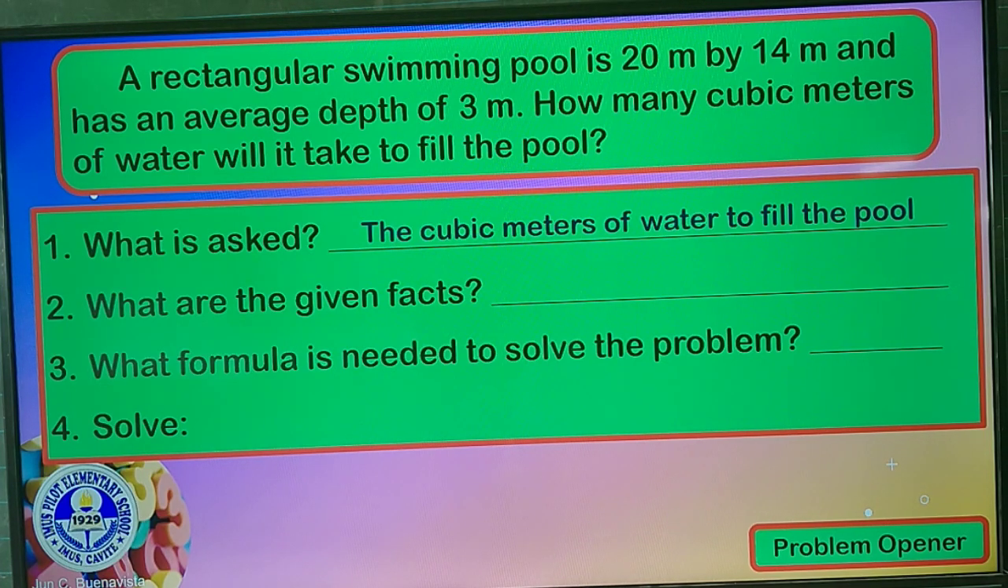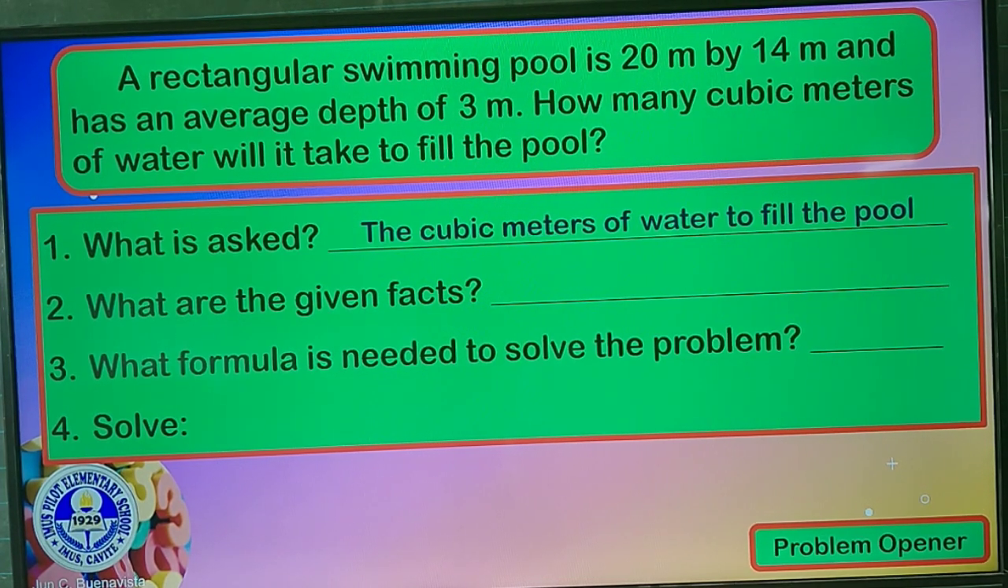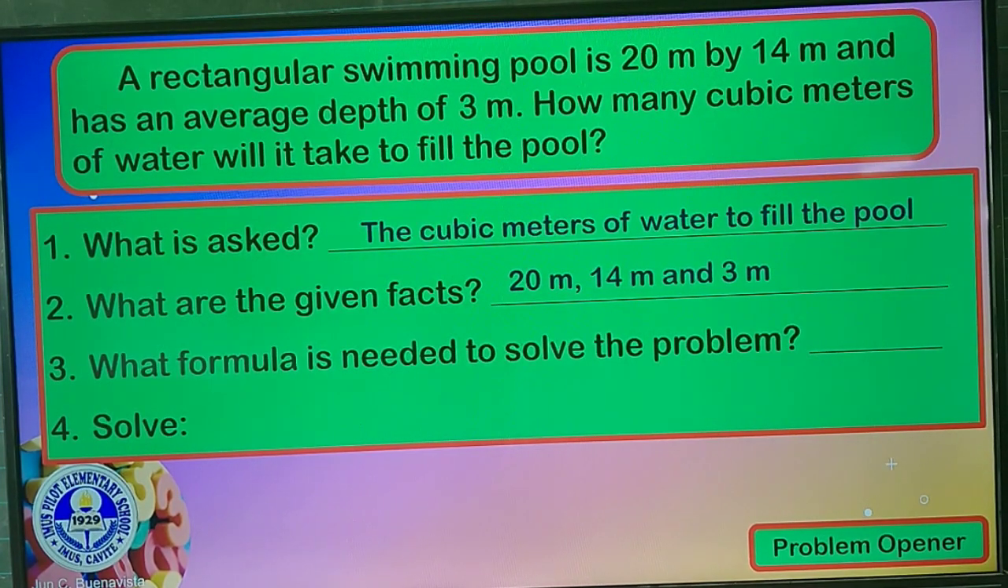Alright, so what are the given facts? The given facts are the values that you are going to use to solve the problem. And what are the given facts? Alright, the given facts are 20 meters, 14 meters, and 3 meters.